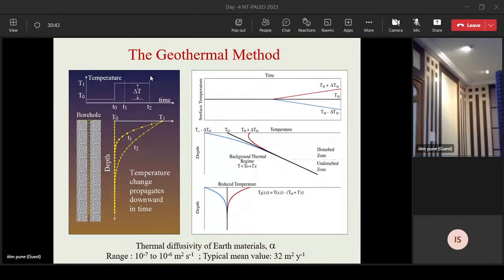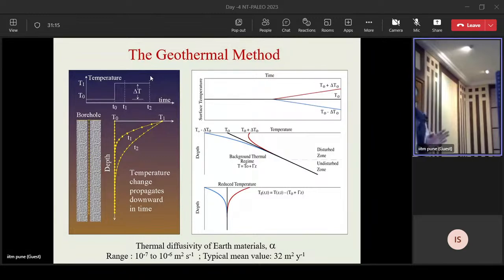Okay. In the real temperature scenario, if you have this at a time t0, then at a later time, t0 plus some time, the temperature profile would look like this, provided there is a warming at the surface. Suppose there is a cooling. Suppose this is a negative temperature change, then you would expect the opposite, right? Then you would expect the opposite.